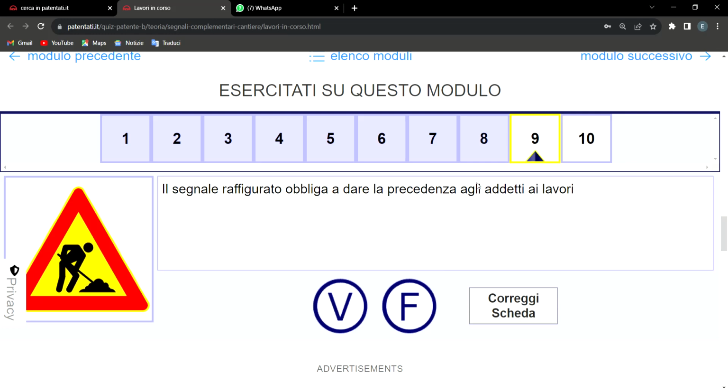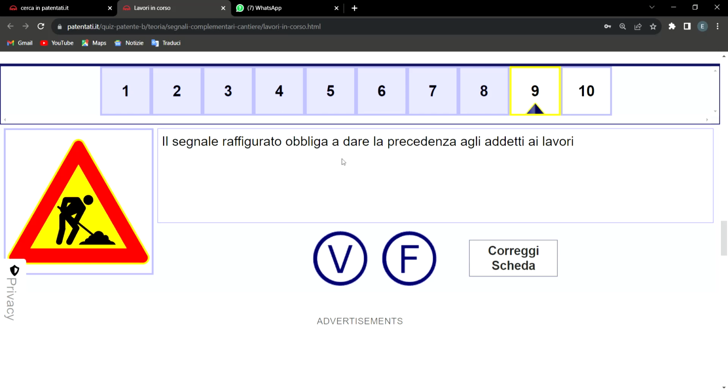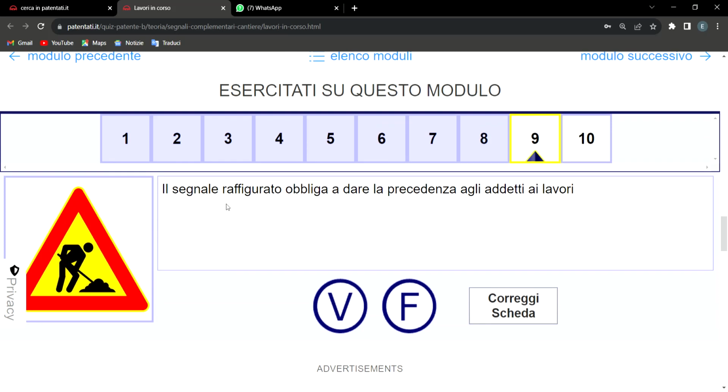So number 9, it says il segnale raffigurato obbliga a dare precedenza agli addetti ai lavori. So this very one, vero or falso? It is falso. Why is it falso? Because the question says this very sign is compulsory, obligatory for you to give way to the people that are walking on the road. No, they are not telling you to give way. They are only telling you to reduce your speed and stay very attentive, because there are people walking on that road. So that is the reason why that one is falso.